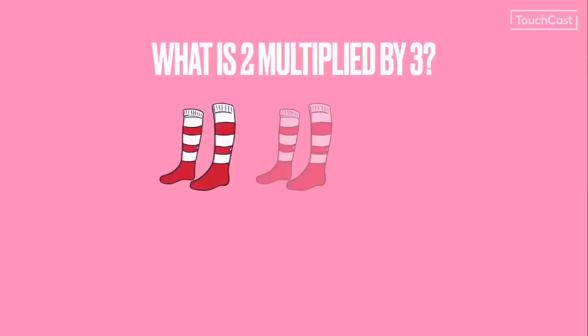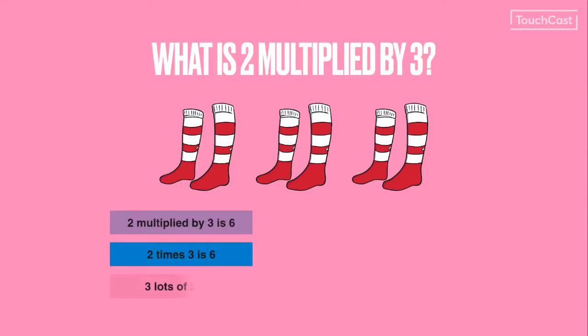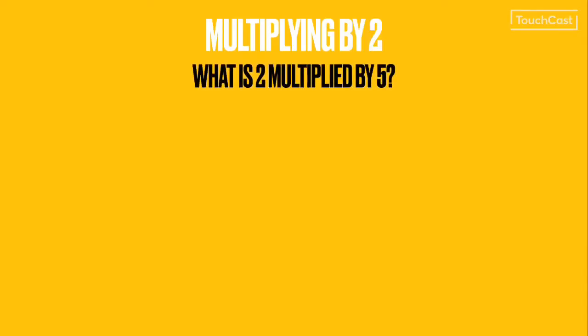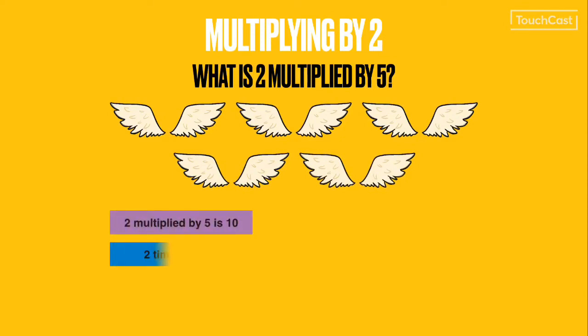What is 2 multiplied by 3? 2 multiplied by 3 is 6. 2 times 3 is 6, or 3 lots of 2 is 6. We have here 6 socks. Multiplying by 2. What is 2 multiplied by 5? 2 by 5 is 10. 2 times 5 is 10. 5 lots of 2 is 10.